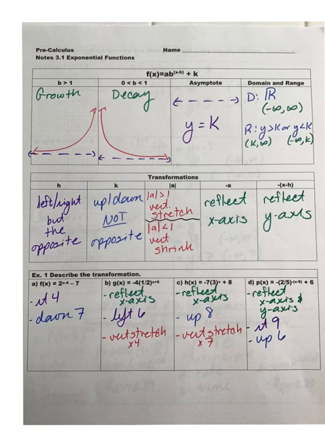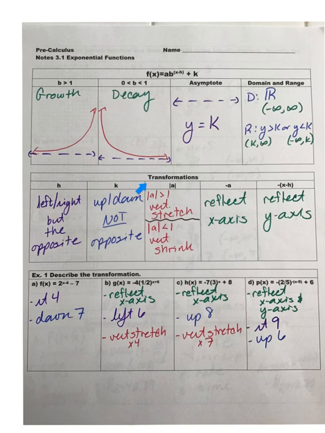So your range, either y is greater than k or y is less than k, depending on if you're above the asymptote or below the asymptote. In interval notation, above the asymptote would be that you go from k to infinity, but notice it's parentheses because we don't actually touch the asymptote. If it's less than k, then we go from negative infinity up to k. But again, please pay attention that it's parentheses because we don't actually hit the asymptote.